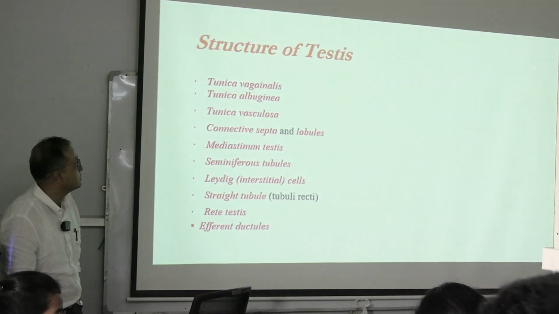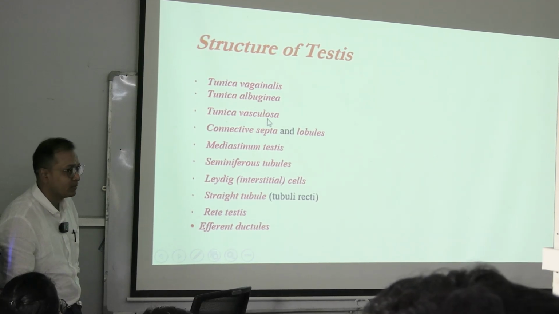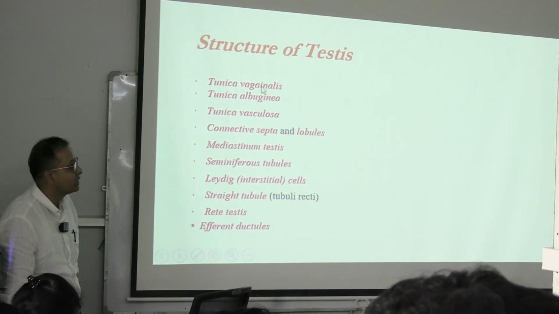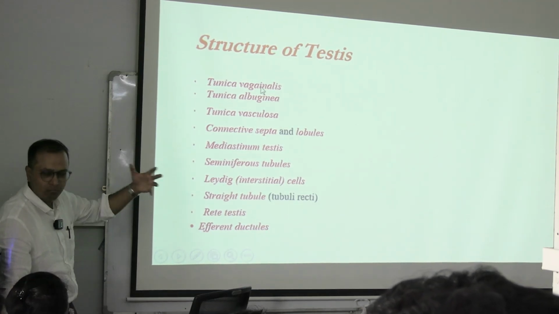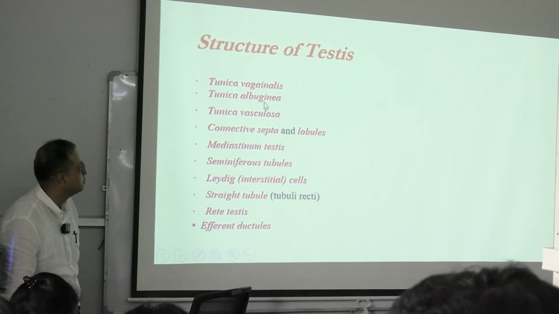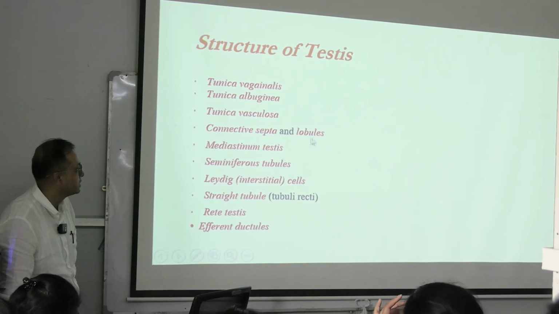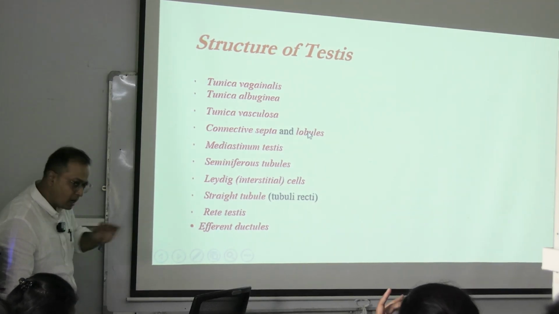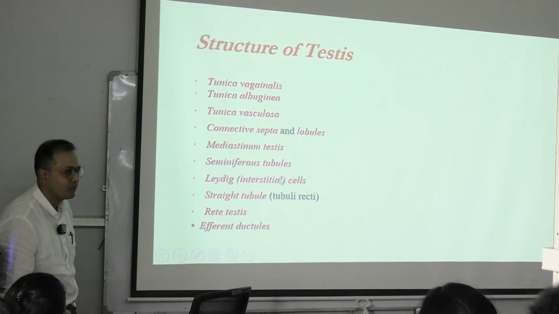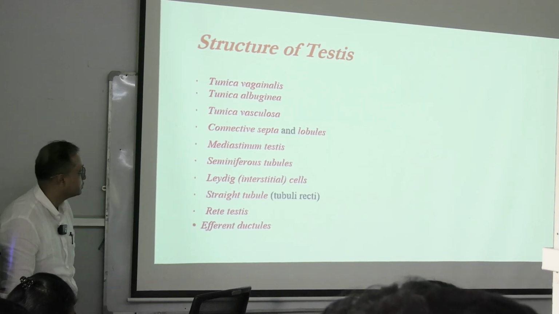Now, this is what we are going to study. The layers we talked about: vaginalis, albuginea, vasculosa. Vasculosa is the innermost coat, and this is the outermost. The vaginalis is basically the peritoneum covering it. Then the albuginea splits into connective septa, which divide it into small parts we call lobules. If you cut these lobules and see them under the microscope, inside we are going to see the seminiferous tubules. You cut the seminiferous tubules, and we are going to see the cells present in them.